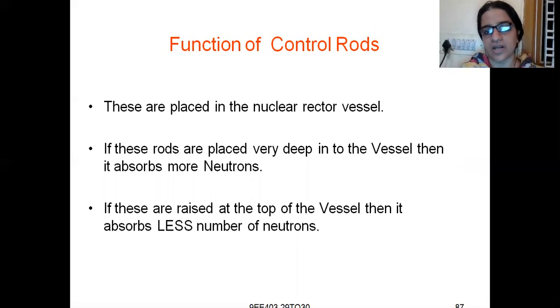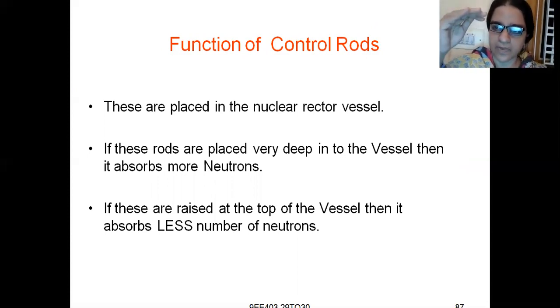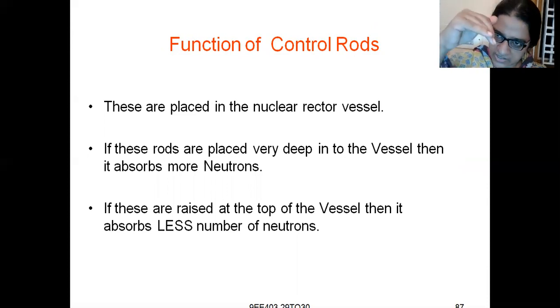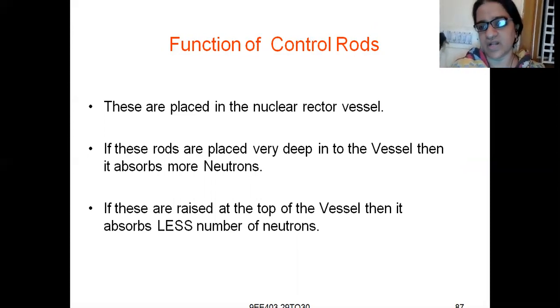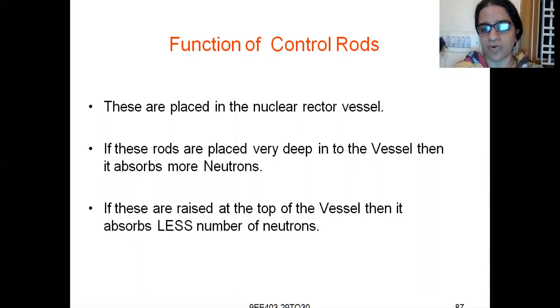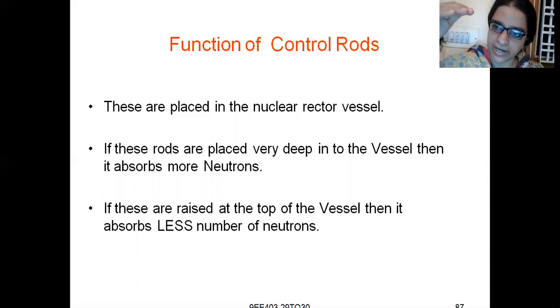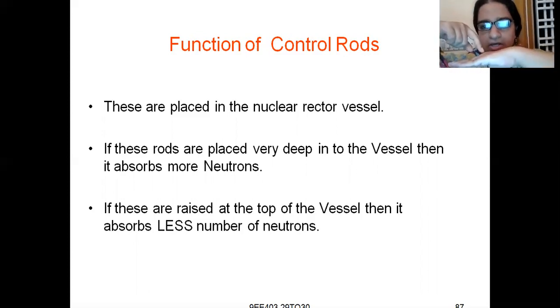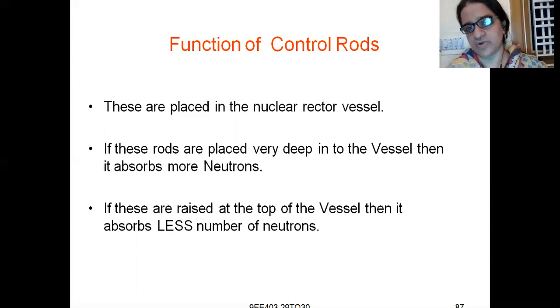These control rods are placed in the nuclear reactor vessel. If these rods are placed very deep into the vessel, then they absorb more neutrons. If they are placed very near to the uranium fuel, at a very deep level inside the vessel, then they will absorb more neutrons. If they are raised to the top of the vessel, almost at the edge, then they absorb fewer neutrons.